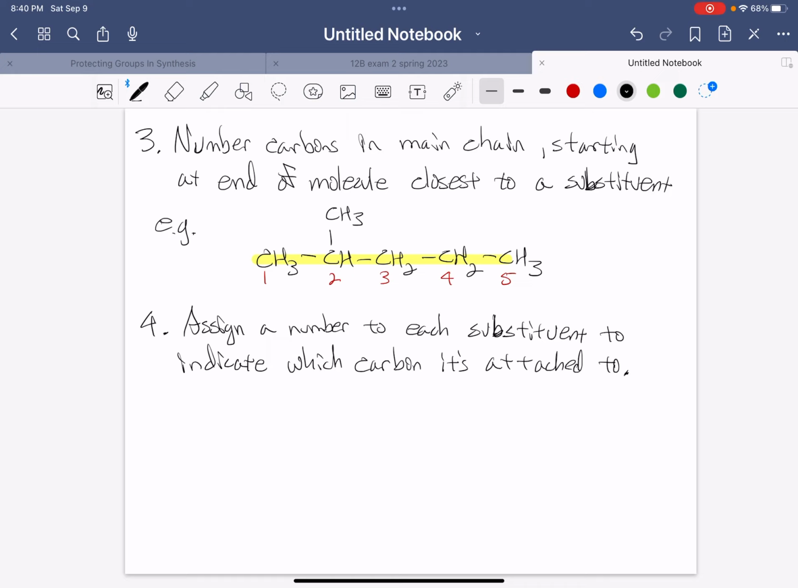Okay, so once we figured out which carbon it's attached to, so our CH3 here, our methyl, is attached at carbon 2. So now we can identify our substituent, and we will stick the number in front. So this would now become 2-methylpentane.